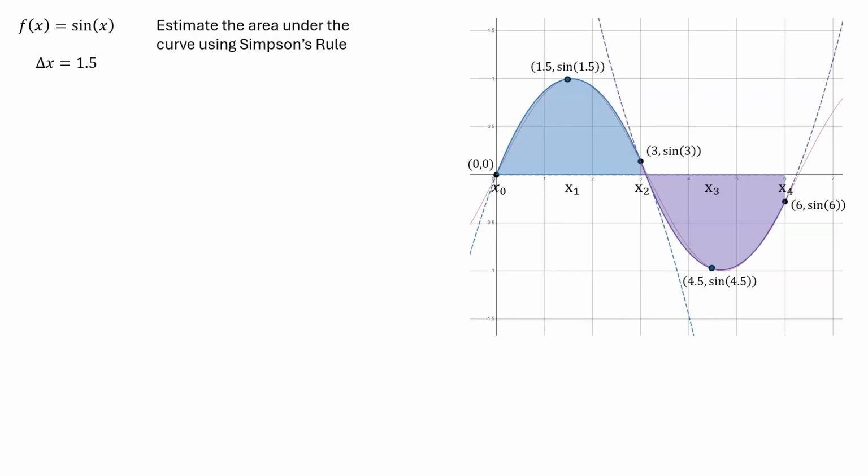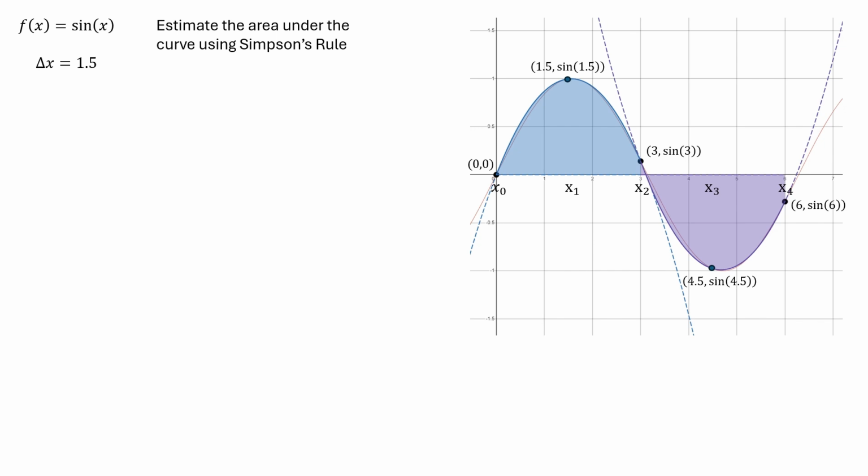Let's solve the problem together. We wanted to approximate the area under the sine curve between 0 and 6 using Simpson's rule with delta x equals 1.5. Since the interval starts at 0, x0 equals 0. Then x1 equals 0 plus delta x, which is 1.5. x2 equals 0 plus 2 delta x, which is 3. x3 equals 4.5, and x4 equals 6, the other endpoint.